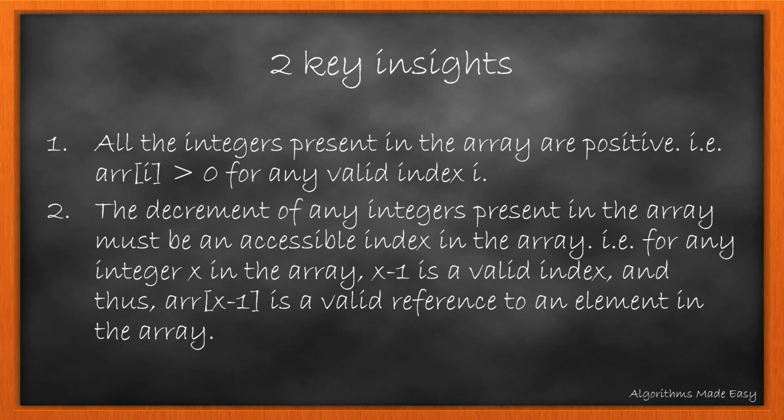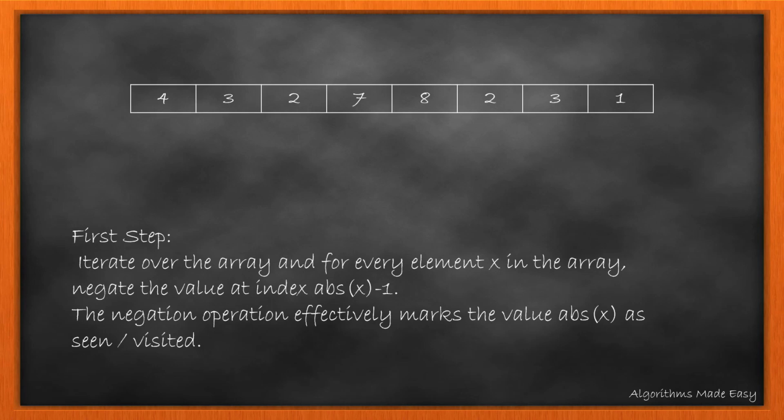And secondly, the decrement of any integer present in the array must be an accessible index in the array. That is, for any integer x in the array, x minus 1 is a valid index, and thus array of x minus 1 is a valid reference to the element in the array. With this new information, we can iterate over the array, and for every element x in the array, we can negate the value at the index of absolute x minus 1. The negation operation effectively marks the value as seen or visited.